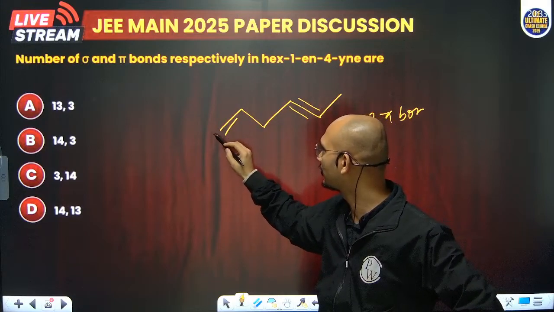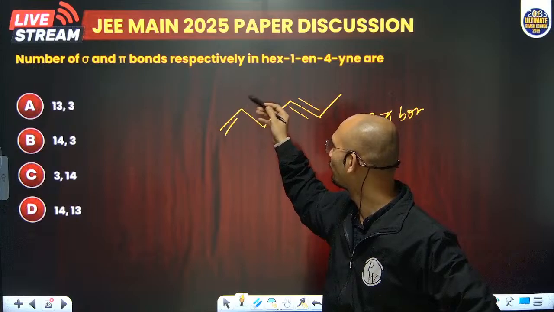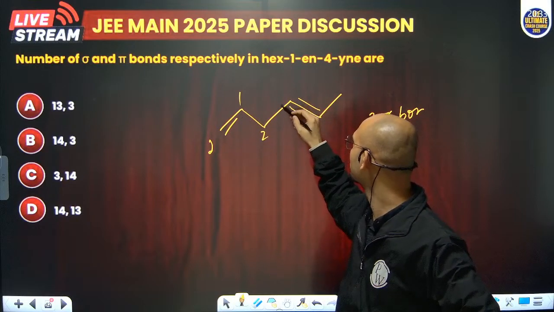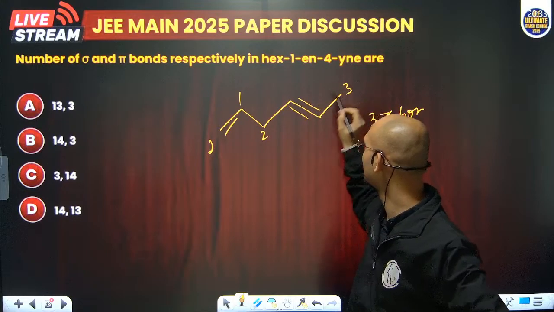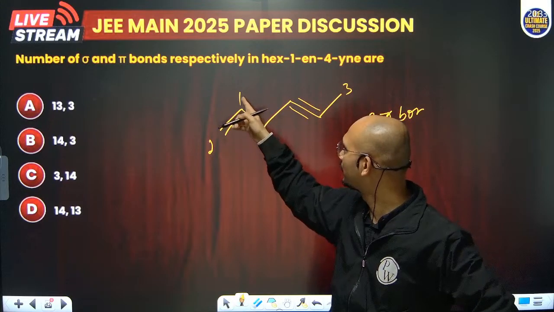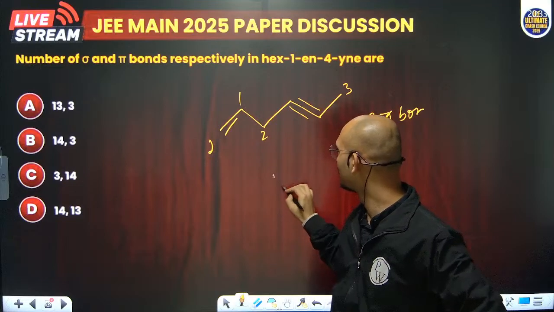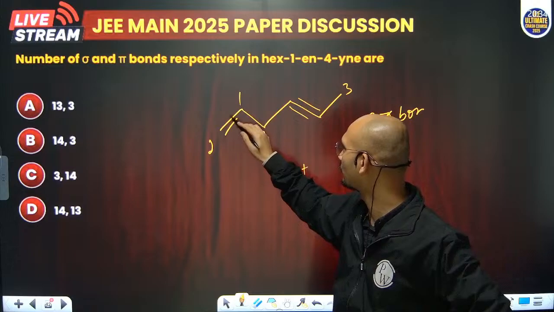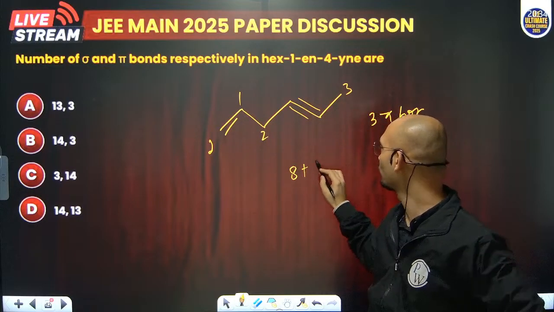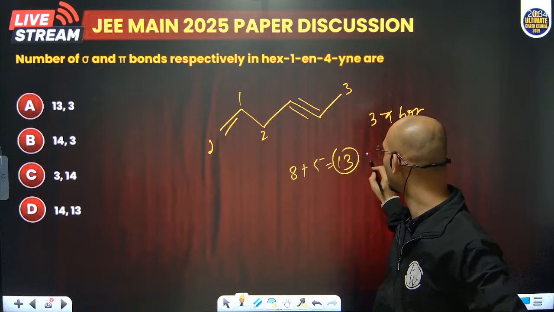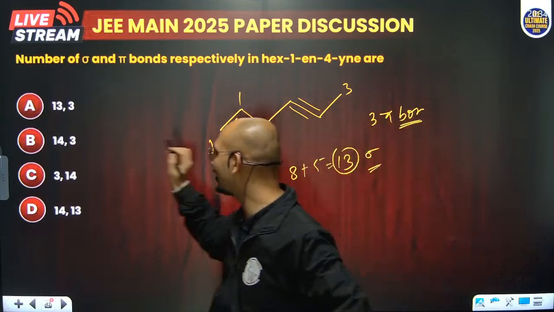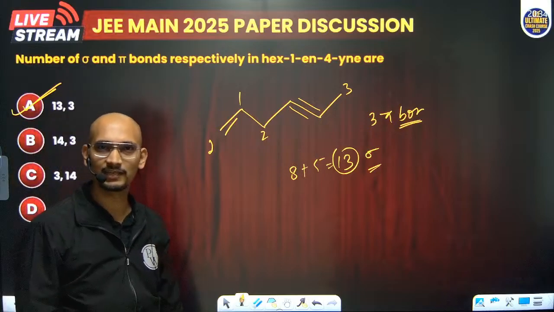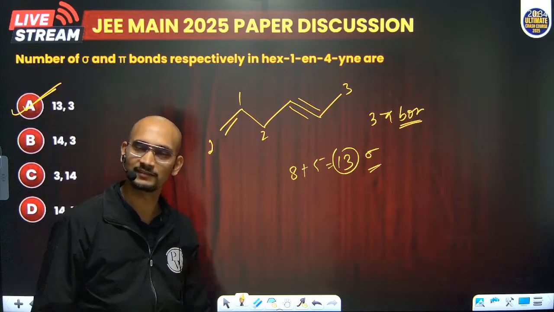Counting hydrogens: 2 hydrogens here, 1 hydrogen here, 2 here, none here, and here we have 3. So 3, 2, 5, 5, 1, 6, 6, 2, 8. That is 8 hydrogens plus the carbon-carbon sigma bonds: 1, 2, 3, 4, 5. Yes or no? So it is 13. So 13 sigma and 3 pi. Very easy question. It's a regular question. I think कि बहुत सारे बच्चे तो can solve it even in their sleep, right?